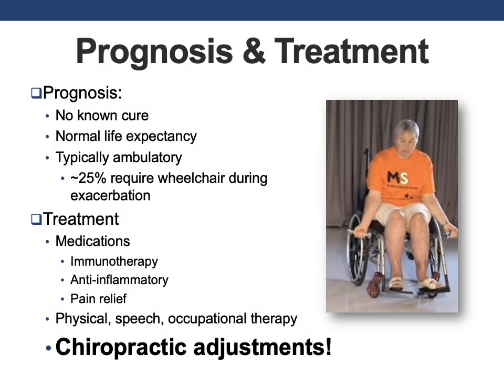Prognosis and treatment. The prognosis for multiple sclerosis is not bad. Currently, there is no cure, but they can expect a normal lifespan. Most MS patients remain ambulatory, and only about 25% require a wheelchair during exacerbation. The current treatments for MS are immunotherapy, anti-inflammatory, and pain relief medications. MS patients also benefit from physical, speech, and occupational therapy.